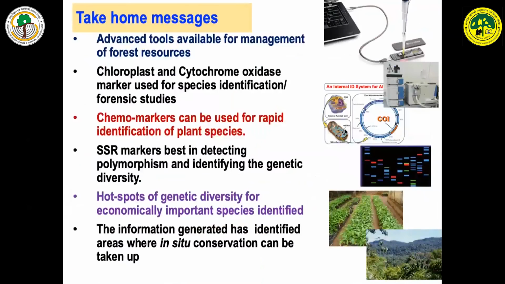So to conclude, the take-home message is that several advanced tools are available for management of forest resources. Specifically, chloroplast and cytochrome oxidase markers can be used for identification of species as well as forensic disputes. Chemo markers can also be used for rapid identification of plant species and within-species differences. SSR is the best marker for detecting genetic diversity because of its inheritance as well as polymorphism. A few example species have been given, so hotspots of genetic diversity can be identified using these markers, and the outcomes of these studies can be utilized for in situ conservation.